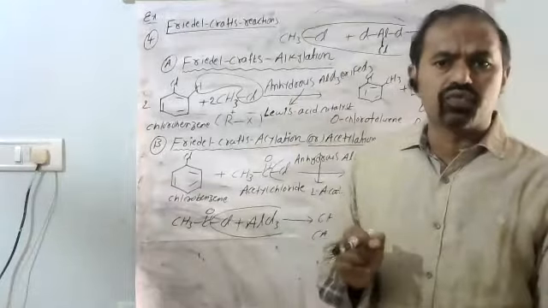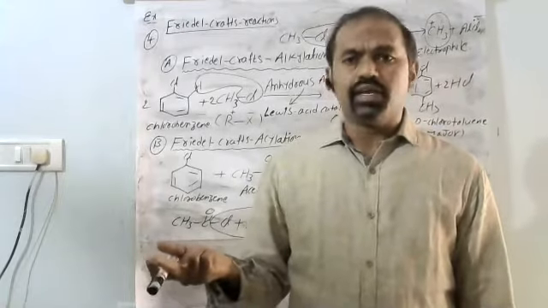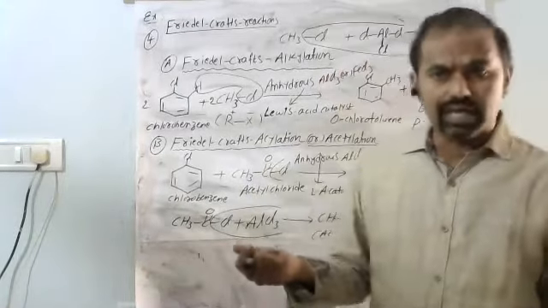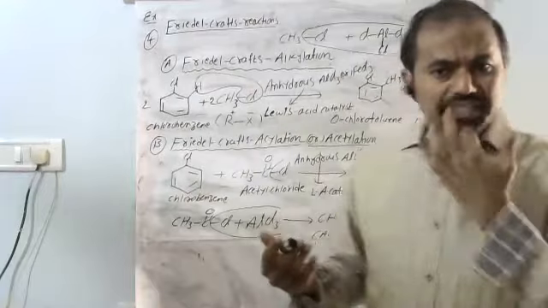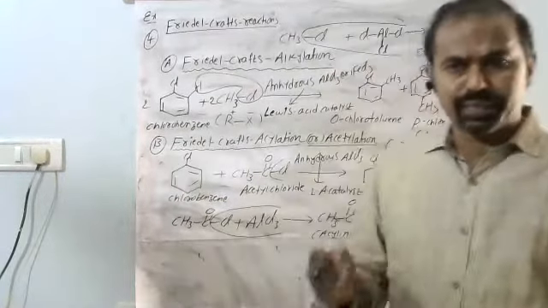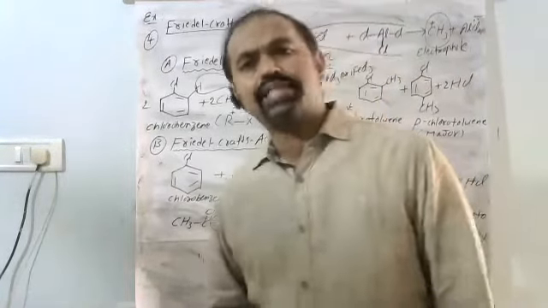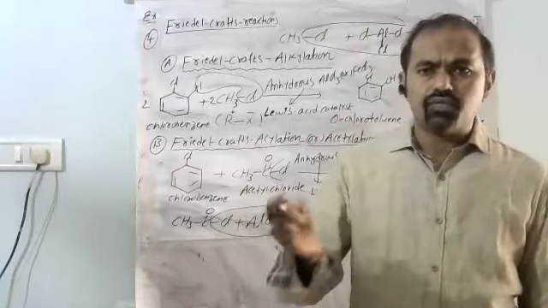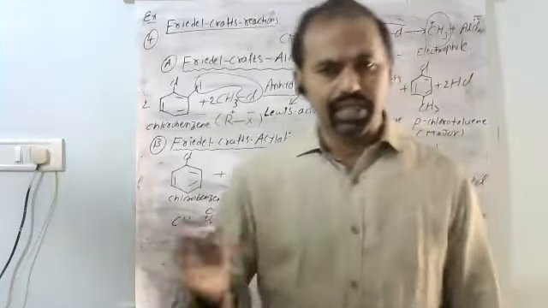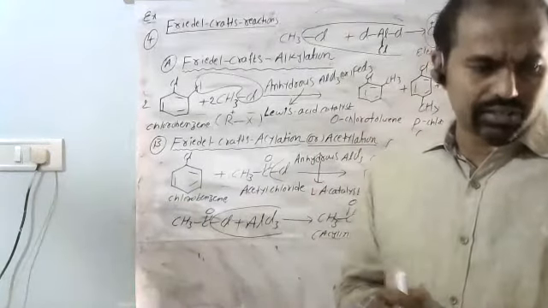Mainly these electrophilic substitution reactions are given: halogenation, nitration, sulfonation, Friedel-Crafts alkylation, and Friedel-Crafts acylation. Friedel-Crafts alkylation means reacting with alkyl halides in the presence of a Lewis acid catalyst. Friedel-Crafts acylation means reacting with acyl halides, otherwise acetyl halide, in the presence of a Lewis acid catalyst. All these reactions are examples of electrophilic substitution reactions. Okay, now listen.